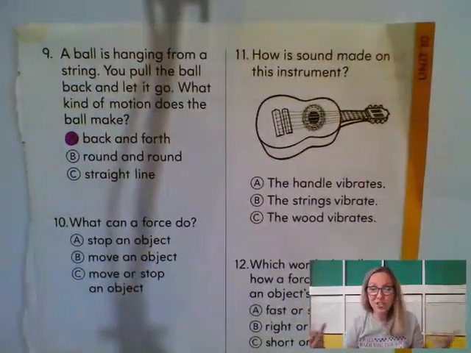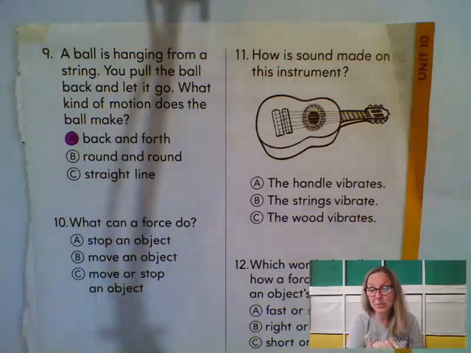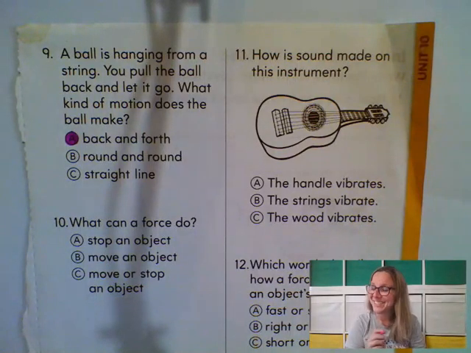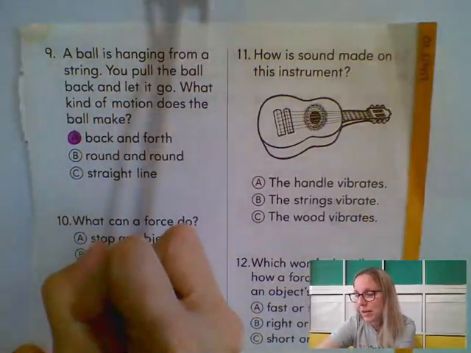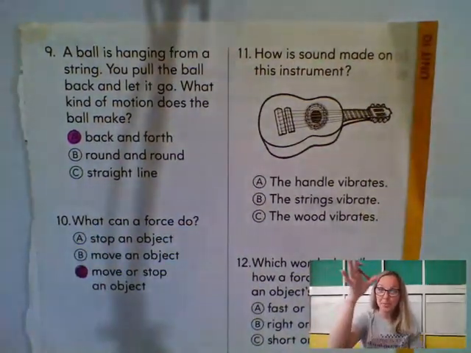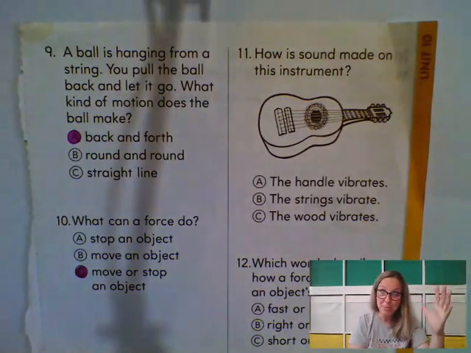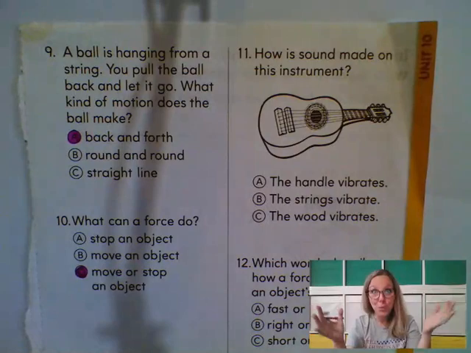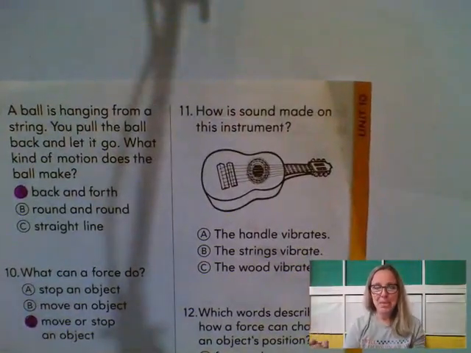What can a force do? A, stop an object. B, move an object. Or C, move or stop an object. It is C. You are correct. Using the example of the ball again, I could throw a ball and that would put the ball in motion. I could then catch the ball and that would stop its motion. Both are a force.